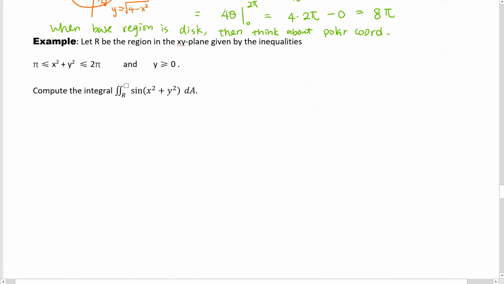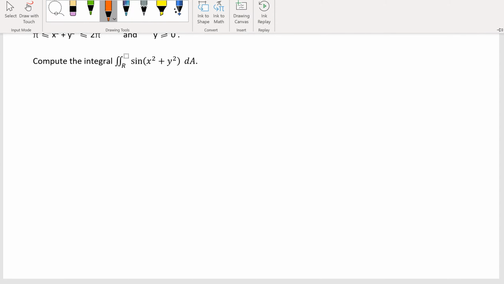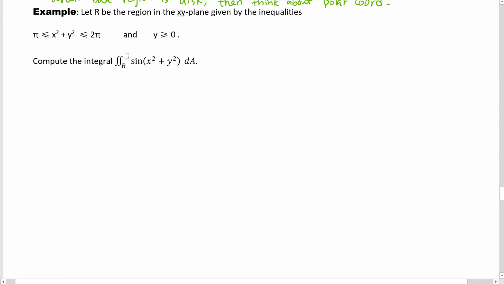Okay, so let R be the region in the xy plane given by the inequalities pi less than or equal to x squared plus y squared less than or equal to 2 pi, and y is greater than or equal to 0. Okay, so let's draw it.